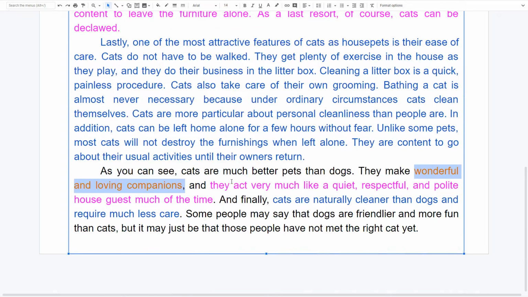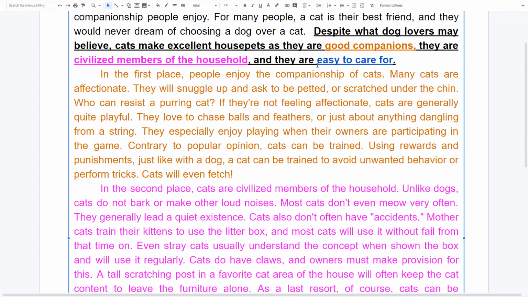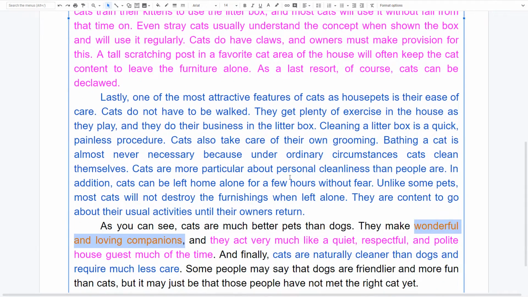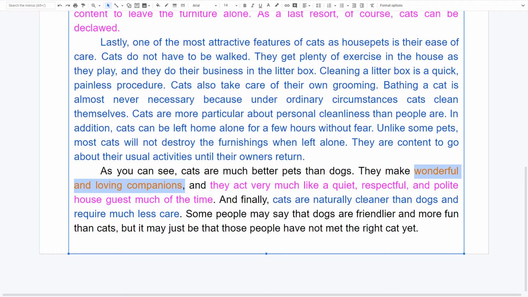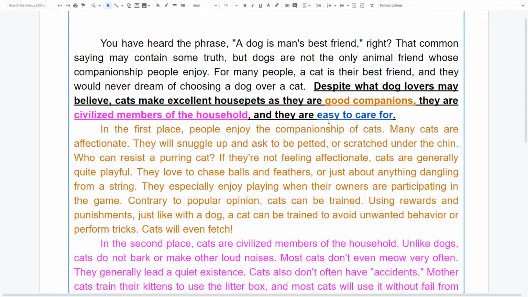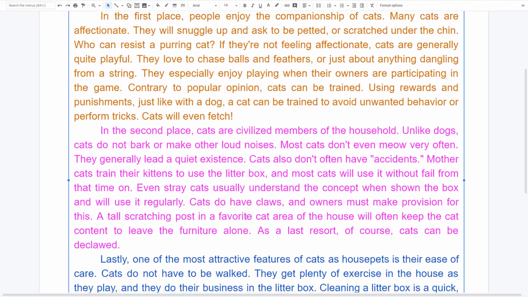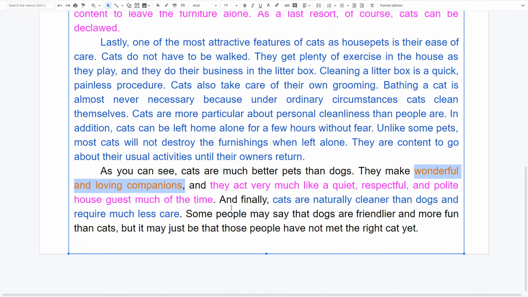And then their third idea here is they're easy to care for. So they said here, cats are naturally cleaner than dogs and require much less care. That's the same idea up here about easy to care for, but said in a different way, so it sounds different. So what you see is you have your thesis statement, you have your first point, your second point, and your third point all together in that final paragraph. It's like a review of the whole paper in one little paragraph.